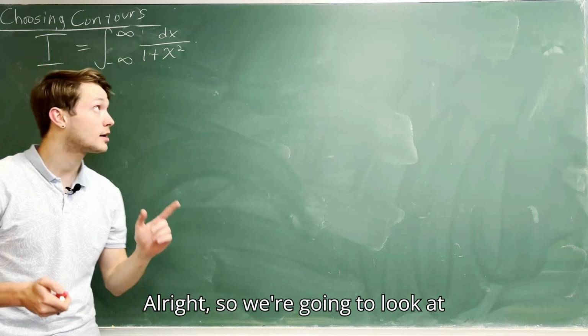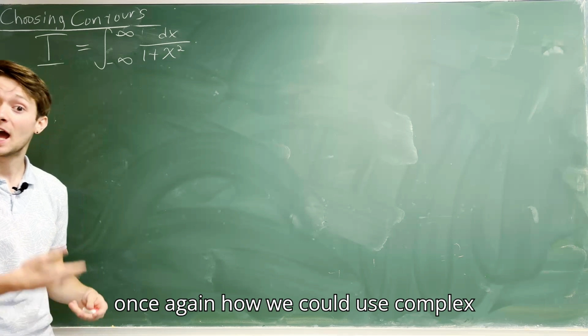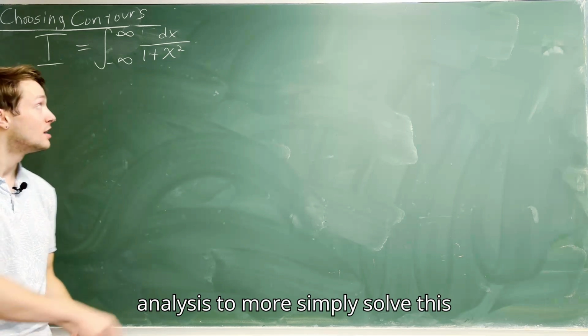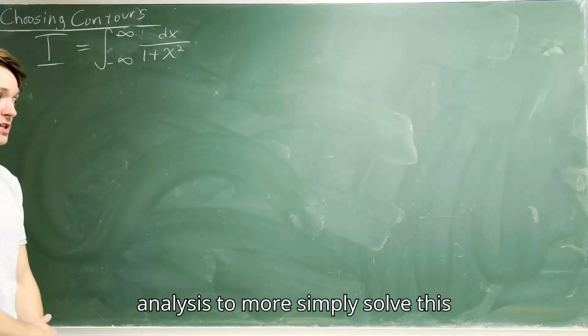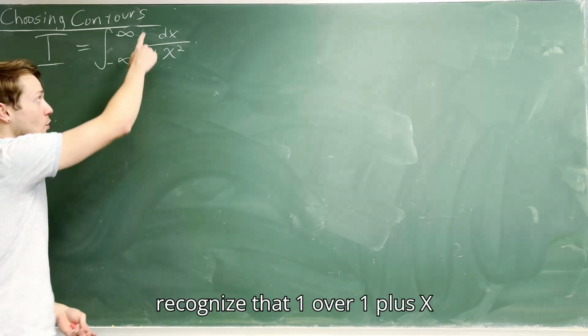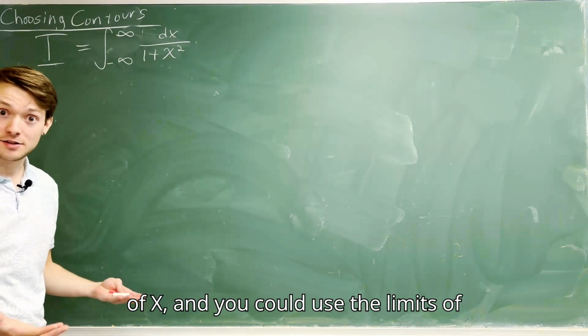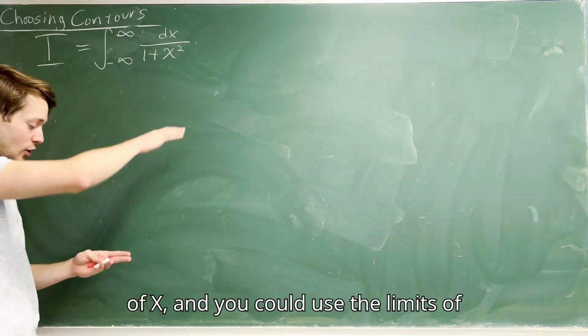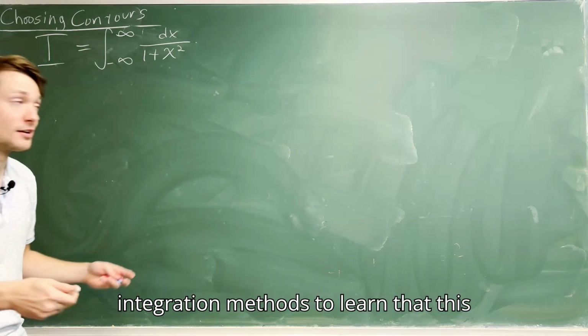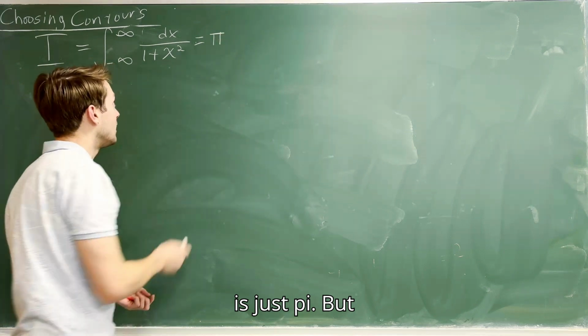All right, so we're going to look at another integral, and we're going to see, once again, how we could use complex analysis to more simply solve this integral. Now, you might recognize that 1 over 1 plus x squared is the derivative of arctangent of x, and you could use the limits of arctangent of x and traditional integration methods to learn that this is just pi.